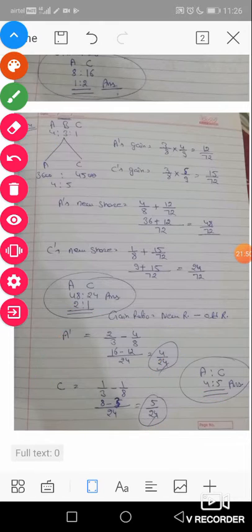Let's see it again. Gaining ratio means new ratio minus old ratio for A and C, because B is retired. A's new ratio 2 upon 3 minus A's old ratio 4 upon 8 equals 4 upon 24. Next, C's gain is C's new ratio 1 upon 3 minus C's old ratio 1 upon 8, which equals 5 upon 24. The 24 denominator is cancelled, so 4 is to 5 is the gaining ratio of A and C.